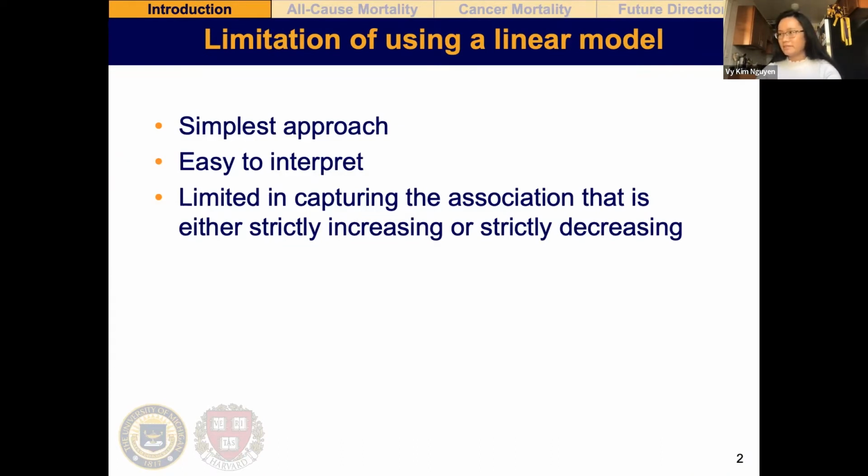It's a really simple approach to use. You just run one model, you get one value out of that, right? A beta coefficient to interpret. If it's positive, that means that as the exposure increases, the chance of the outcome or the measurement of the outcome also increases. If it's negative, then it's the opposite interpretation. It's easy to interpret, just one value, right? But we found that it's very limited in capturing the associations, as it's either strictly increasing or strictly decreasing.